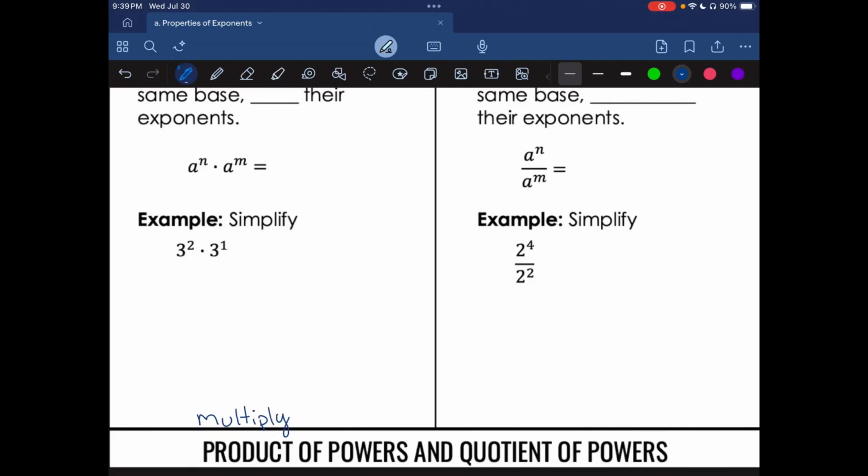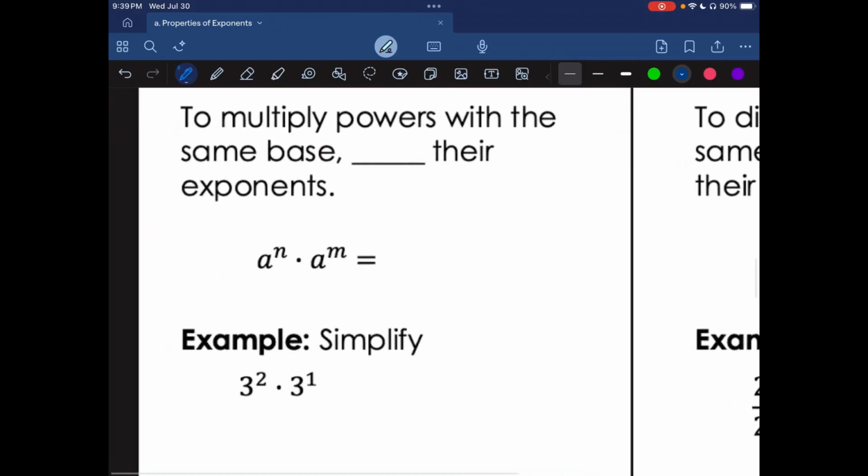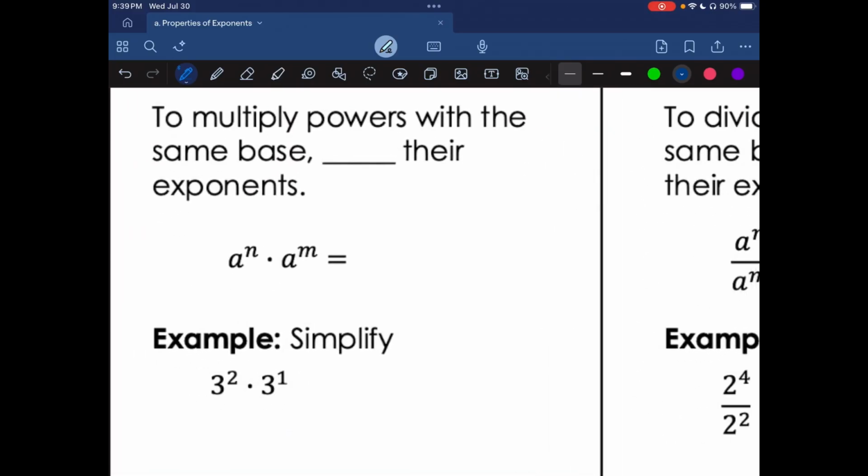All right, so let's look first at multiplying. So to multiply powers with the same base. So by powers, I mean things with an exponent, not the exponent itself. So what you're going to do is add their exponents. So a to the n times a to the m is going to be equal to a to the n plus m power.